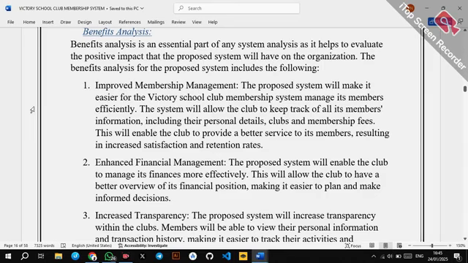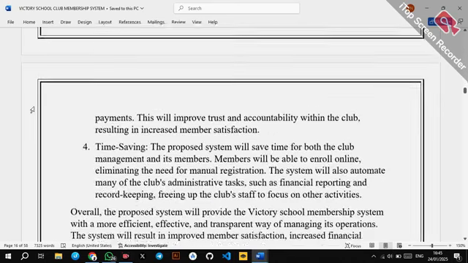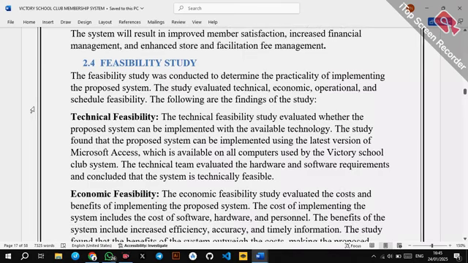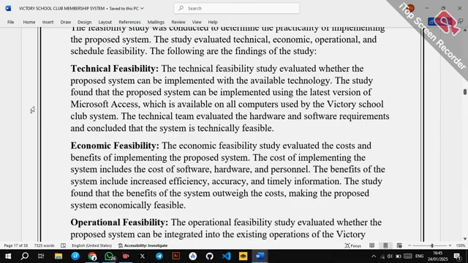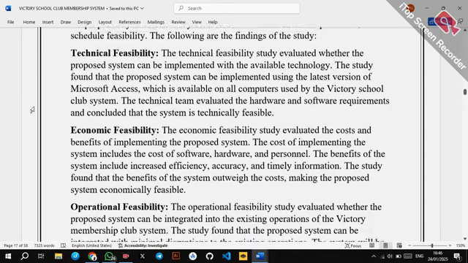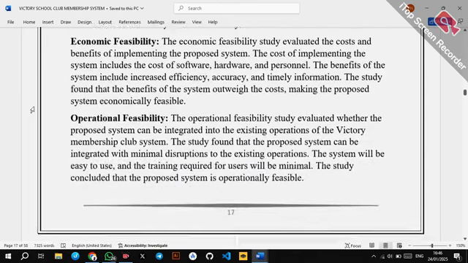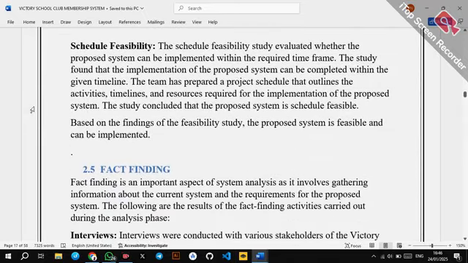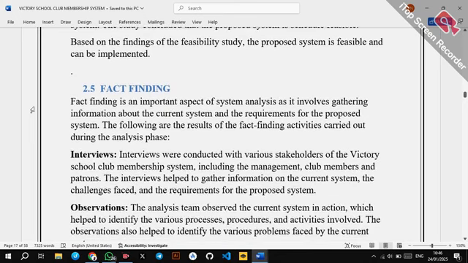Benefit analysis. What are the benefits? What are the sum of the benefits? You write them there. Feasibility study. These are studies conducted to determine the practicality of implementing the proposed system. Feasibility studies: technical feasibilities, economic feasibilities, operational feasibilities, legal feasibilities, schedule feasibilities. So you discuss all of them here.